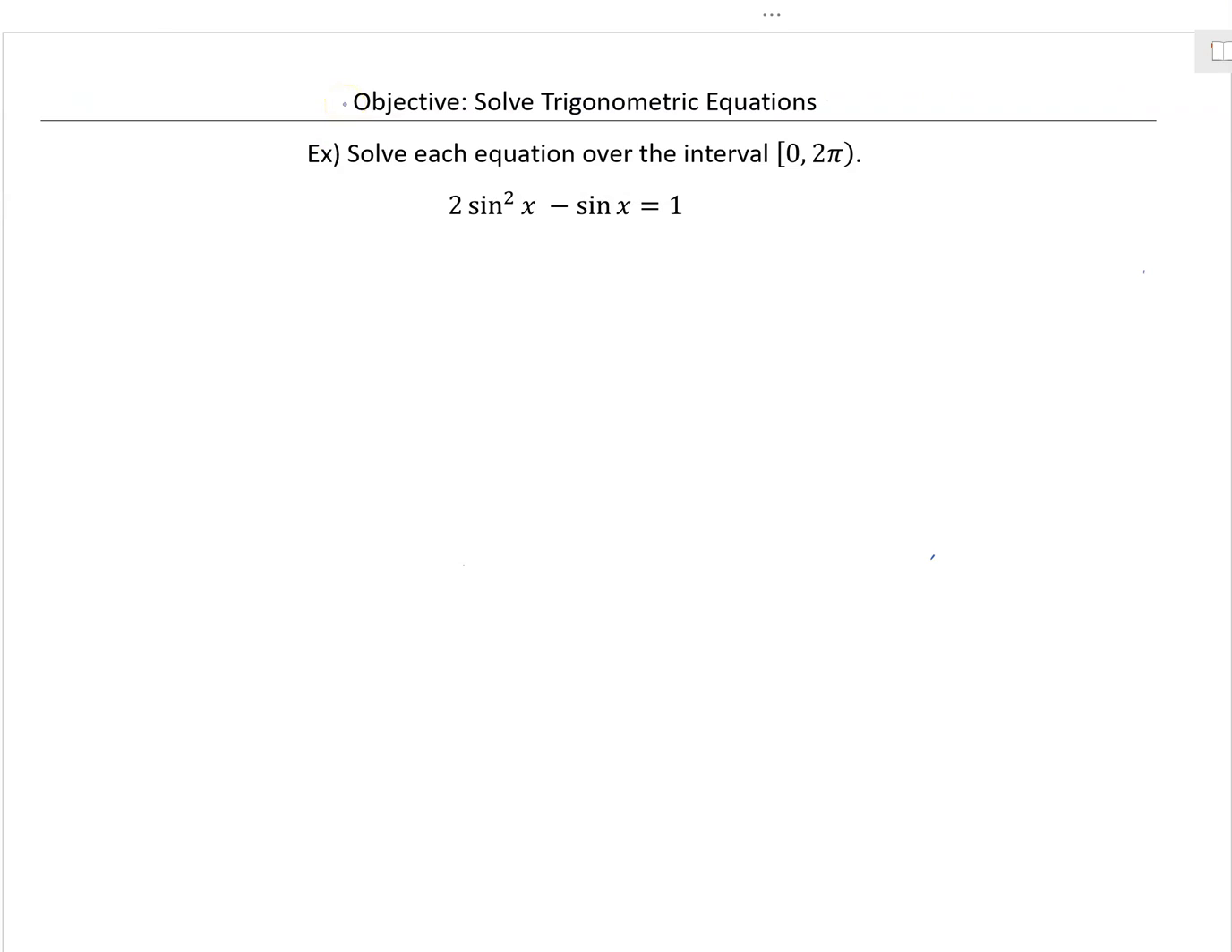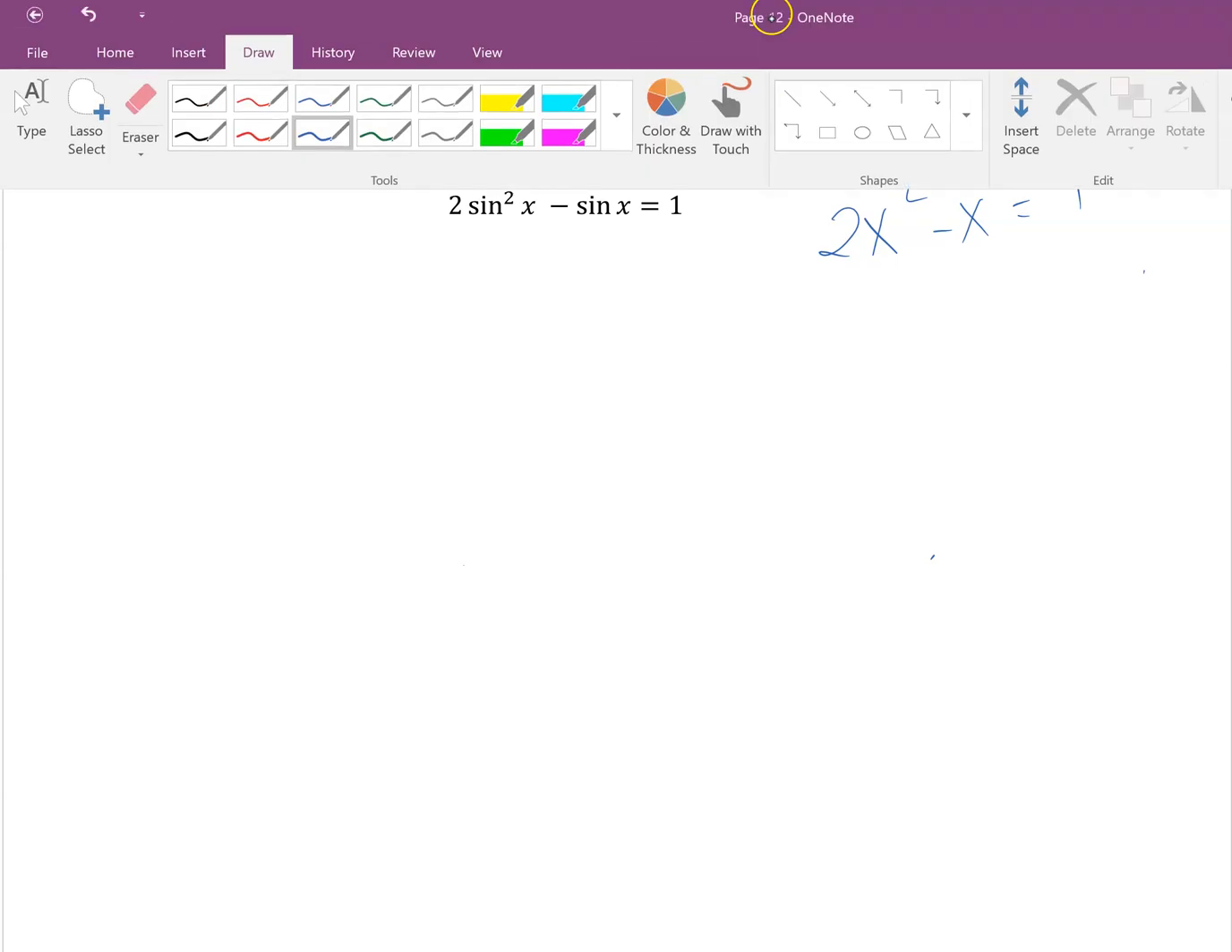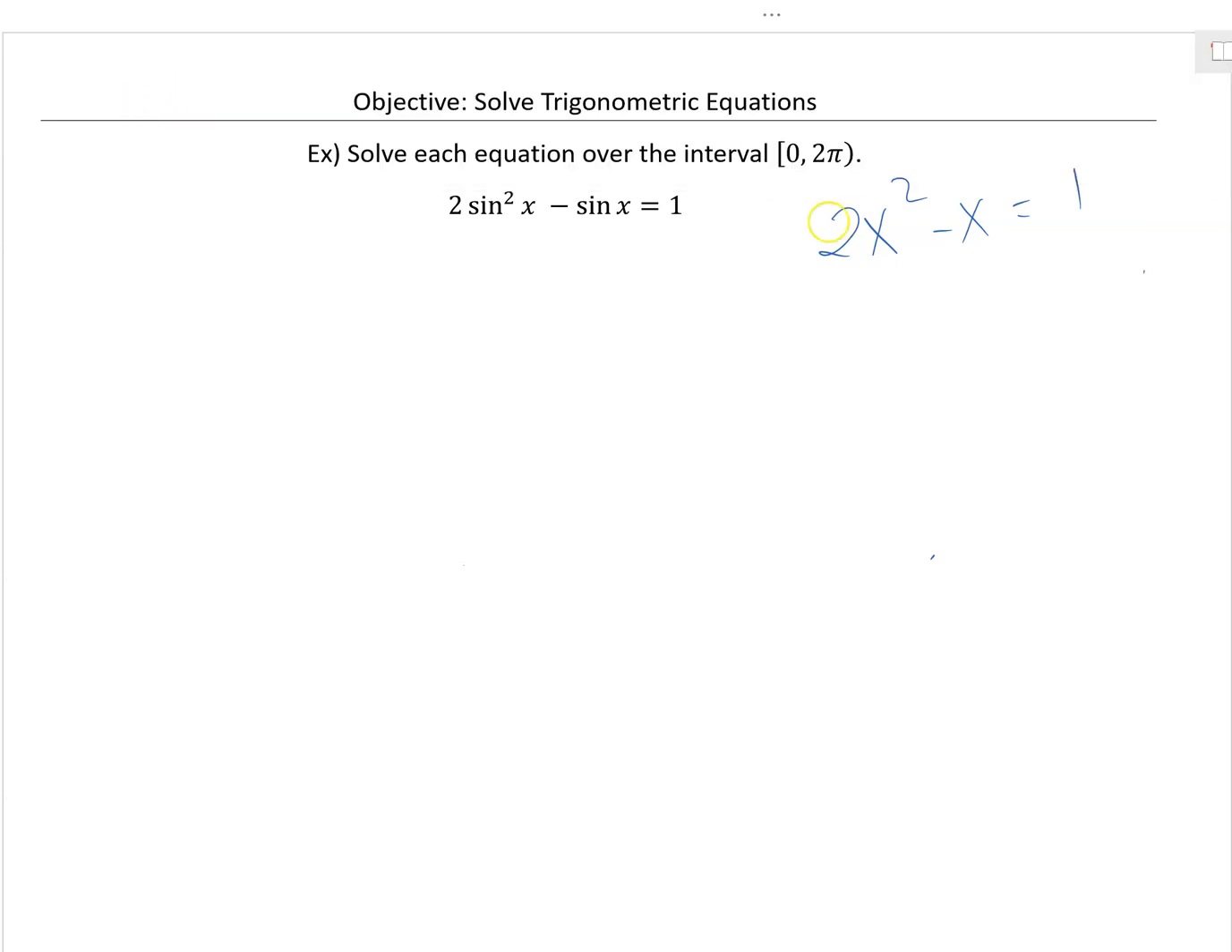All right. So here, what we have is a quadratic structure again, because the power of sine in that first term is squared. But this is not standard form because we're equal to 1, not 0. So don't treat sine as a common factor here. It wouldn't work that way. This would be like 2x squared minus x equals 1. We'd subtract 1 from both sides and then get a trinomial structure and then factor that trinomial structure. That is what we are looking at doing.